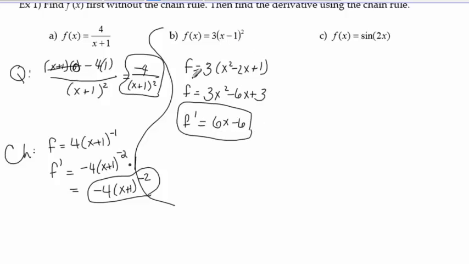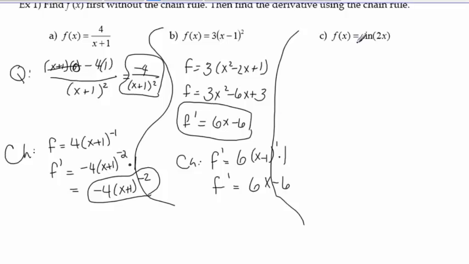Well, if I don't want to go through all that, I can do the chain rule instead and just say, all right, I'm going to bring down the power, reduce it by 1, multiply by the derivative of the inside. Well, if I bring down the power, I get a 6, keep the inside, reduce the power by 1, then multiply by the derivative of the inside. F prime is 6 times x minus 1, which is 6x minus 6. Same thing we had before.